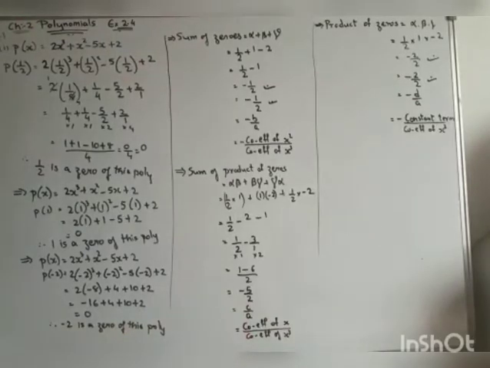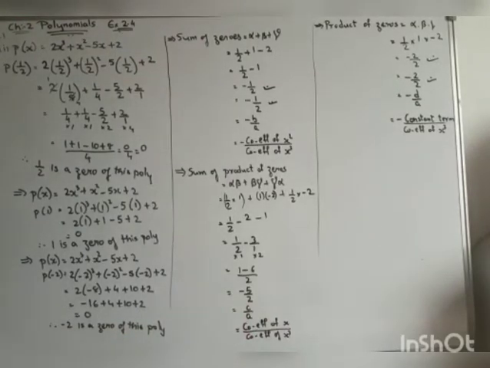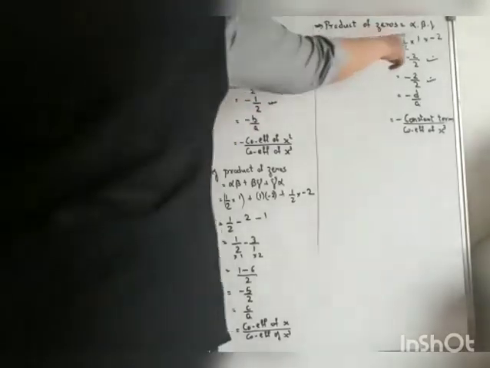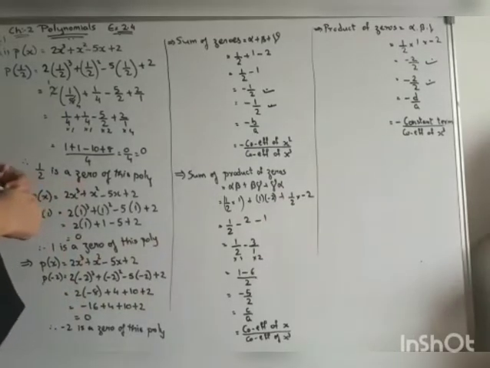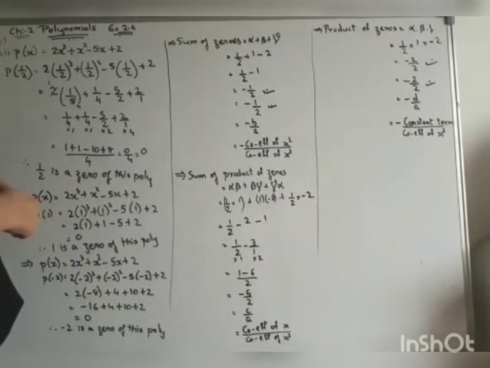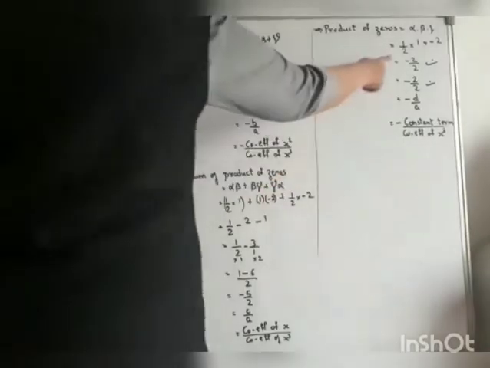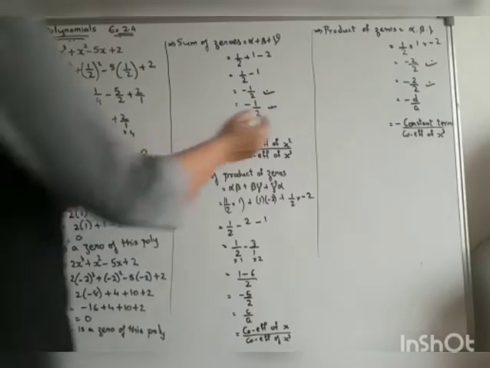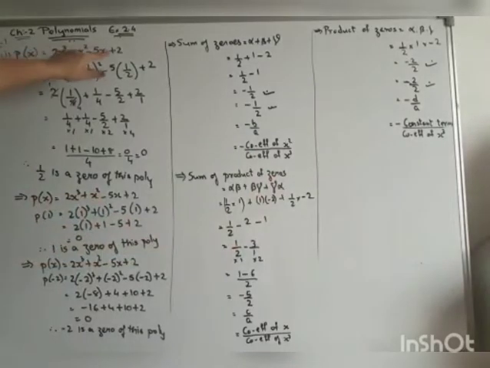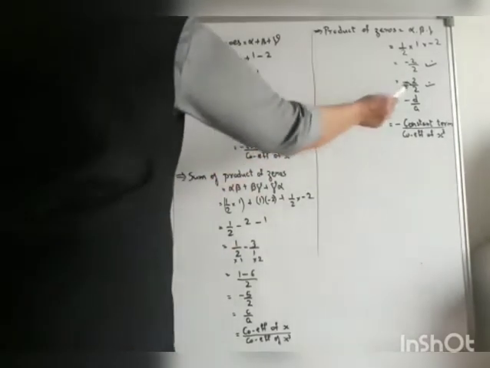Now last, that is the product of zeros. The three zeros are alpha, beta and gamma. Product means alpha multiplied by beta multiplied by gamma. That means 1 by 2 multiplied by 1 multiplied by minus 2. What answer will we get? We will get minus 2 upon 2. Now we know the formula for the product of zeros is minus d upon a. So first of all you will write minus d. What is d? 2. What is a? 2. So you will write minus 2 upon 2.